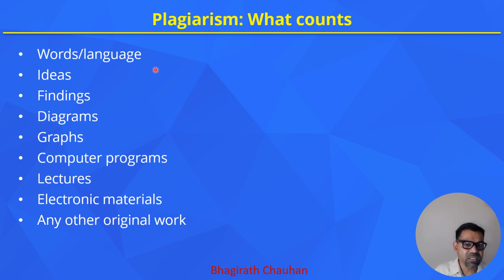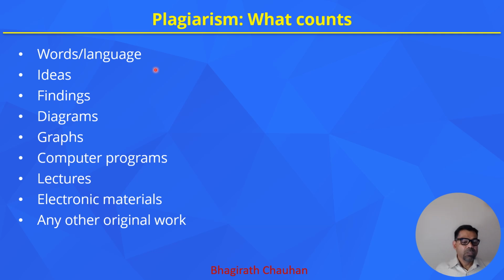Same with findings. If you copy someone's findings, diagrams, graphs, these are very important. Even if you are writing a review, you can't just copy a previously published diagram or graph. So two things: either you take permission from the publisher, and then you can use exactly the same diagram if they give you permission. Otherwise, you need to modify it, and still you need to cite.